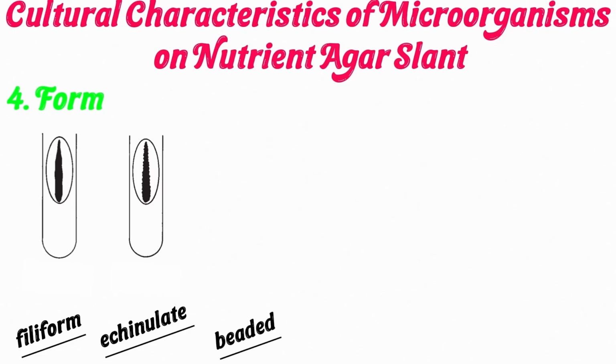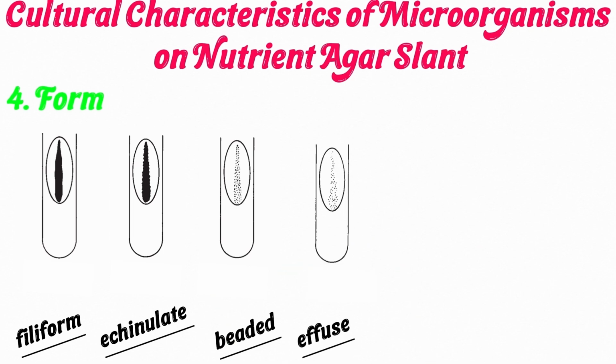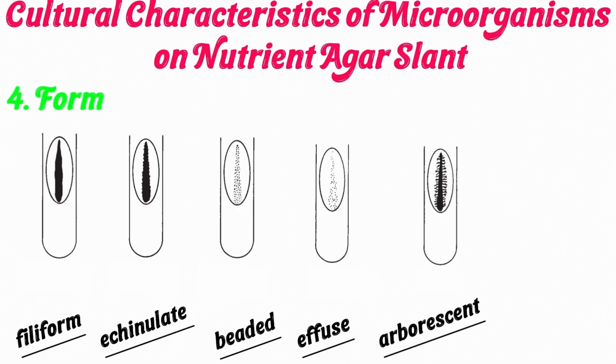Beaded. The word beaded literally means resembling beads on a necklace. Instead of one continuous line, separate colonies appear along the streak. Effuse. Effuse means spreading outward. Growth becomes thin and spreads widely over the agar surface. Arborescent. Arborescent comes from the Latin word arbor, meaning tree. The growth forms branches resembling a tree.